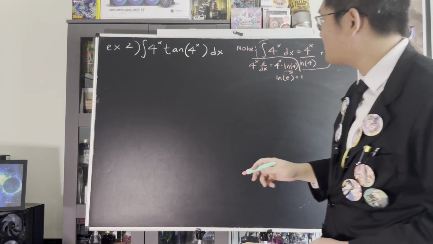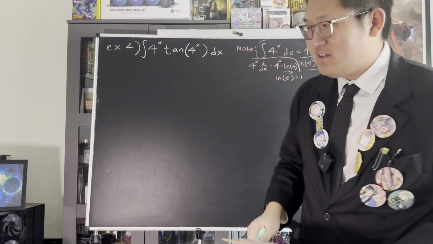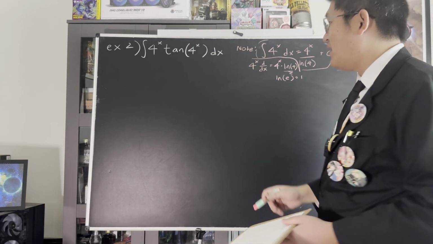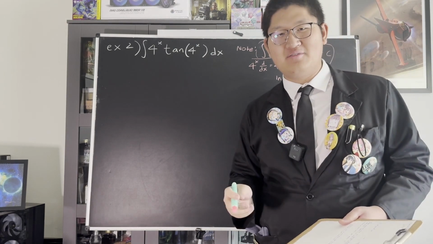Now we have the next issue. We have a tangent. Oh dear. Tangents were so easy to take derivatives of, but how in the world are we going to go ahead and take the integral of tangent?